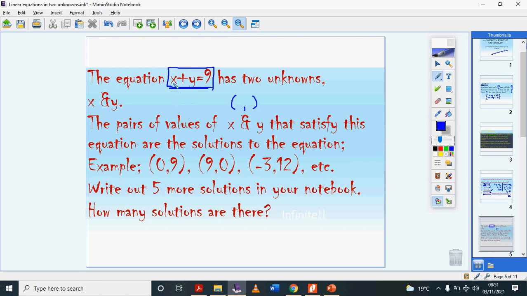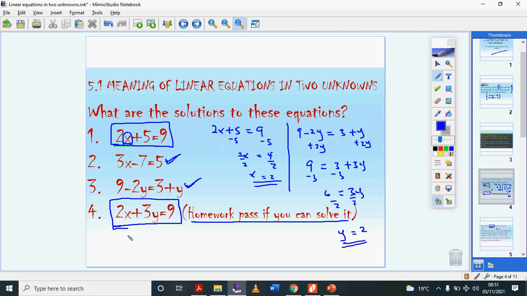So if I want to find the solution to an equation that has two variables, because I hope you can see that this one has two unknowns, so therefore two variables.